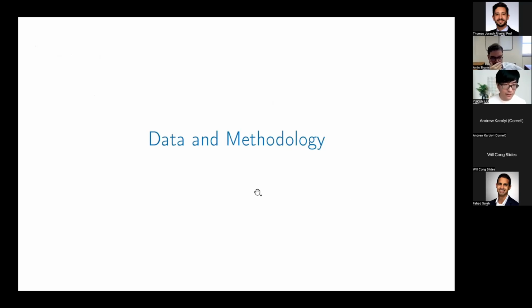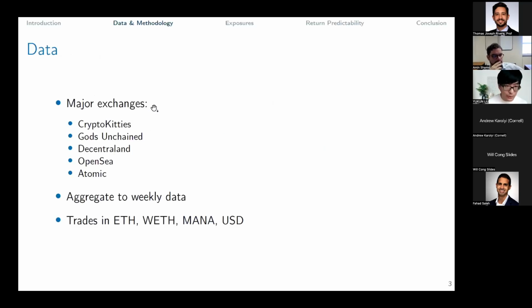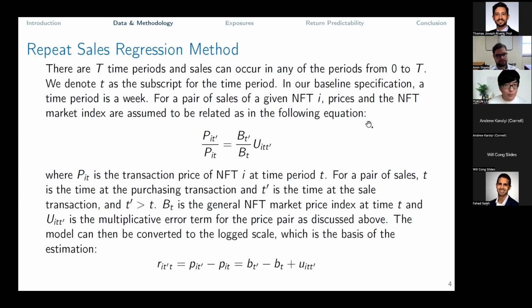So let's look at the data and methodology. In terms of the data, we're going to use the major exchanges, covering 5 exchanges right now: CryptoKitties, Gods Unchained, Decentraland, OpenSea, and Atomic. The last 2 are more general purpose. The first 3 are more about specific collections. We're first going to aggregate the data to the weekly level, and we're only going to focus on the trades with the underlying currencies, either Ethereum or some forms of Ethereum, Mana, or US dollar. So what is this repeat sales regression method?